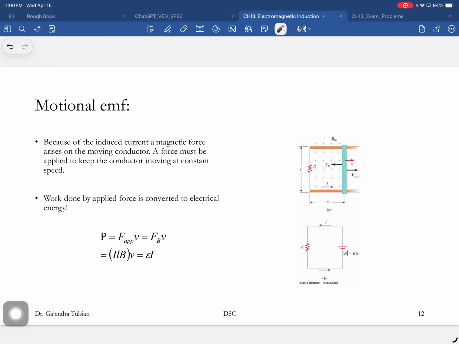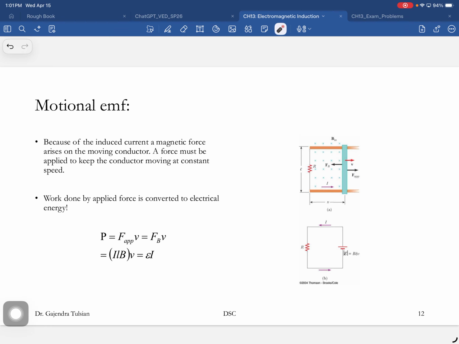What we show here is the applied force times the velocity at which you're moving. That is the rate at which you're doing work. The rate at which you're doing work is the force you applied times the velocity at which the rod is being moved, and that is equal to the EMF induced times the current flowing in the circuit. Look at that, that's the electrical power. So the rate at which you did work is equal to the rate at which electrical energy is produced.